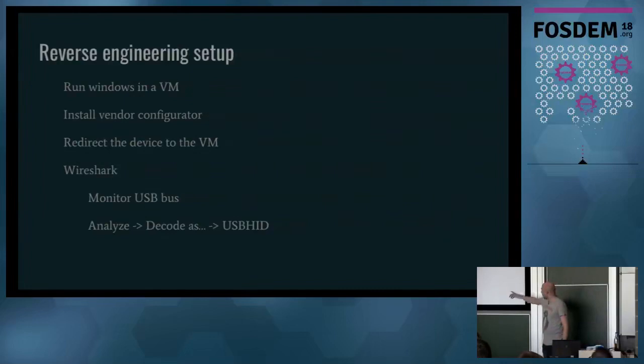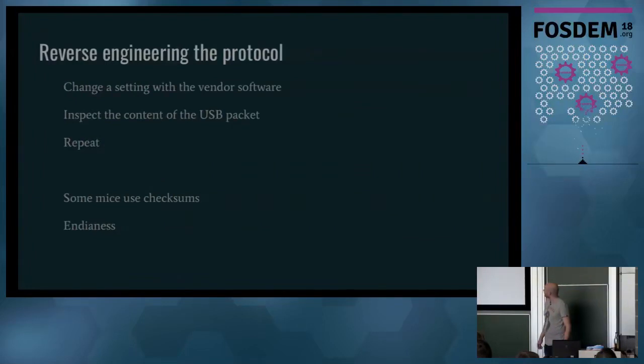And it's a good idea to set Wireshark to decode things as USB HID. So then you basically just start by opening the configuration software, changing a button mapping, changing it back again perhaps, and then looking into the packets to try and figure out what every byte in there means. So that's the next step, to then have a good overview of all the things that they communicate with, and what they mean.